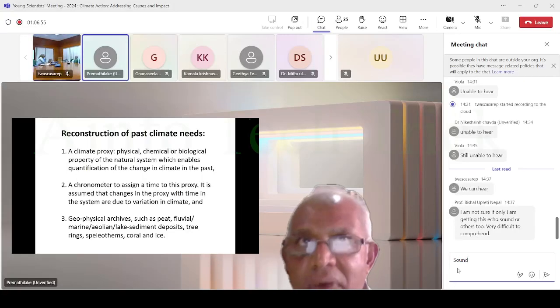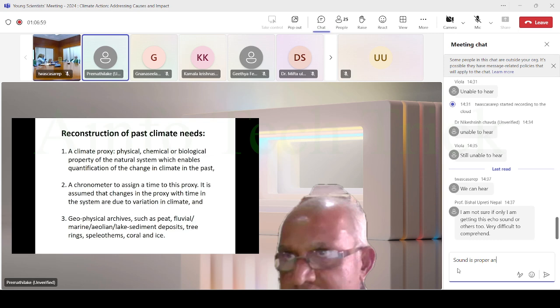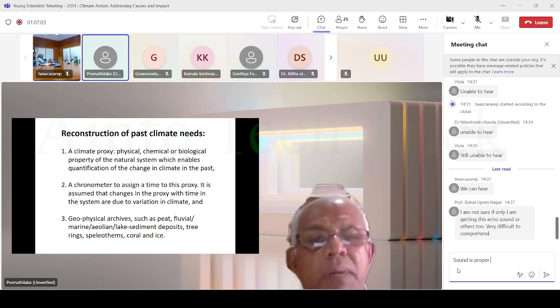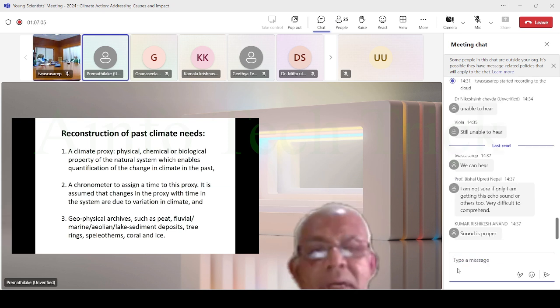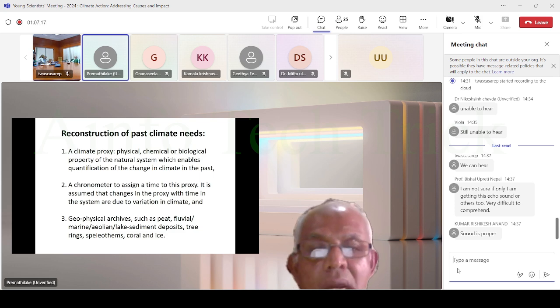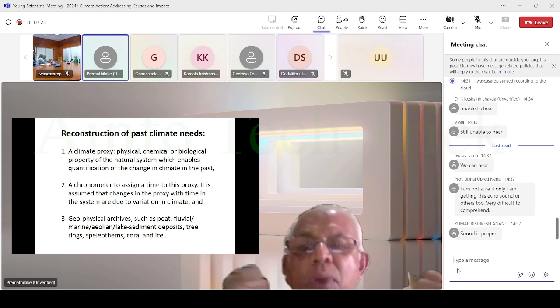Third thing is we need to find a better proxy from the geo archives. So many archives are available in our part of the world, but some are good, some are bad. Such archives like peat archives, pluvial archives, marine sediment archives, aeolian archives, lake sediment archives, tree ring archives, speleothem archives, and coral and ice sheets. Something like that. They are the geophysical proxies.